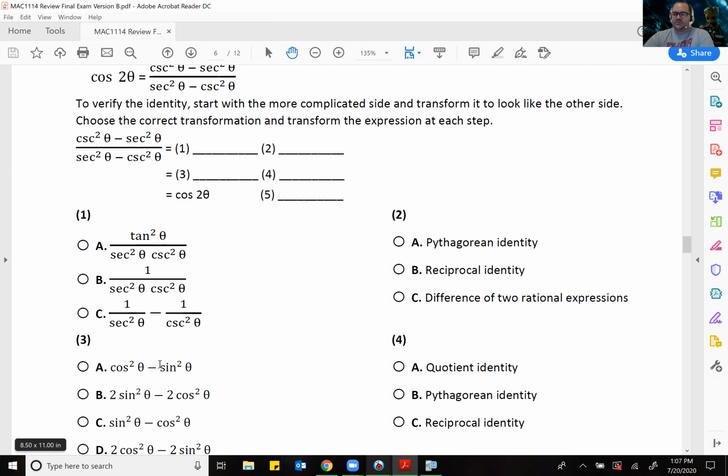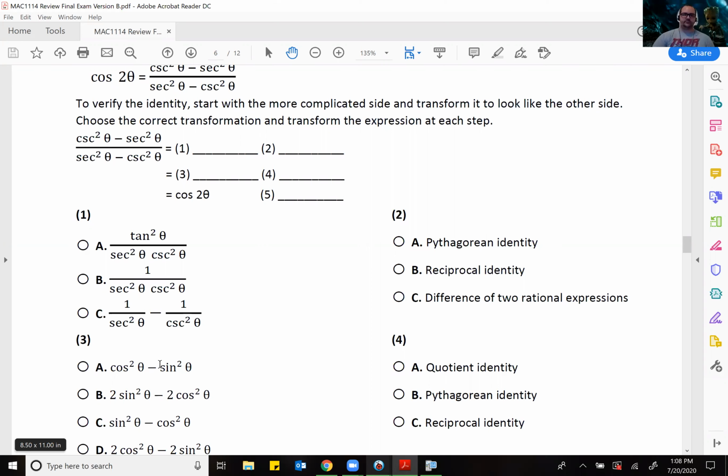Okay, so number 19 is coming from 10.3. It is a verifying piece. So we're taking cosecant squared theta minus secant squared theta all over secant squared theta minus cosecant squared theta.